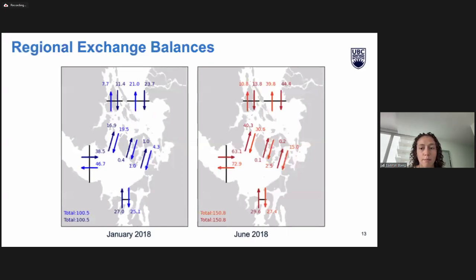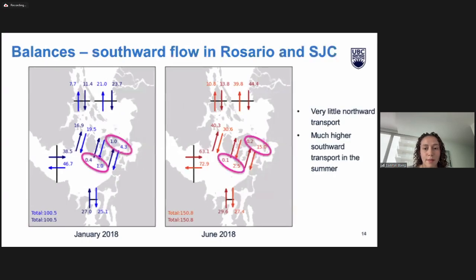And then I've also done balances through this region and compared them between January and June 2018. From these balances, we can see that there's very little northward flow going through Rosario Strait and San Juan Channel in the winter, and even less so in the summer. This suggests that the southward transport is dominating through each of these channels, and the seasonal increase in the summer prevents essentially any northward transport through these channels. So even though we saw just a small amount of transport in the split region cross sections, the amount that actually makes it through these channels and into the Strait of Georgia is even smaller.